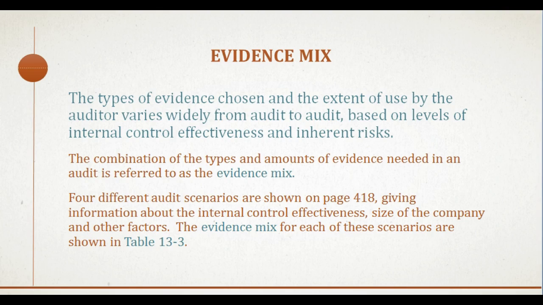The types of evidence chosen and the extent of use by the auditor varies widely from audit to audit based on levels of internal control effectiveness and inherent risks. The combination of the types and amounts of evidence needed in an audit is referred to as the evidence mix. Four different audit scenarios are shown on page 418 of your textbook, giving information about the internal control effectiveness, size of the company, and other factors. The evidence mix for each of these scenarios are shown in Table 13-3 on the next slide.